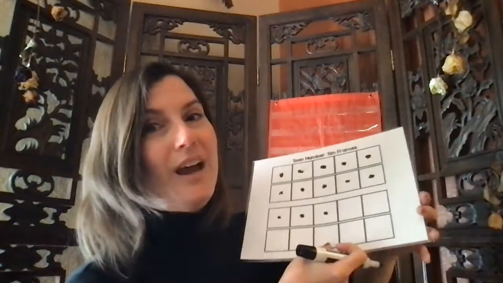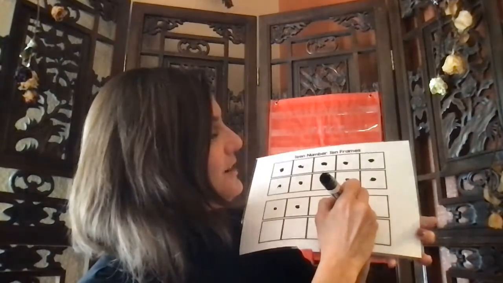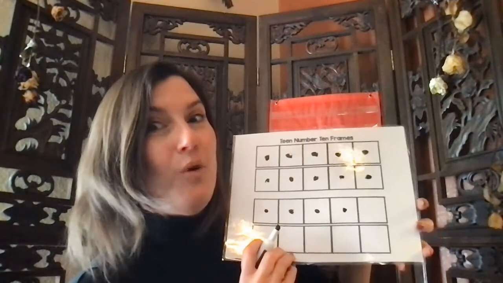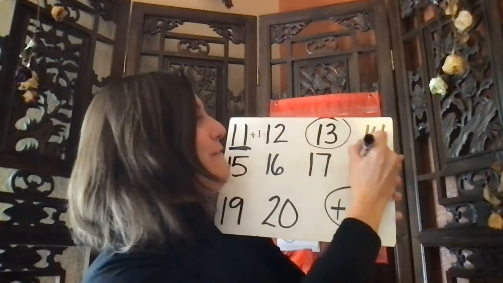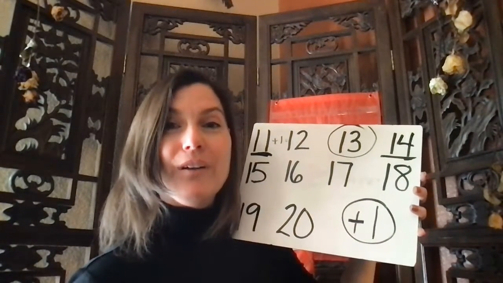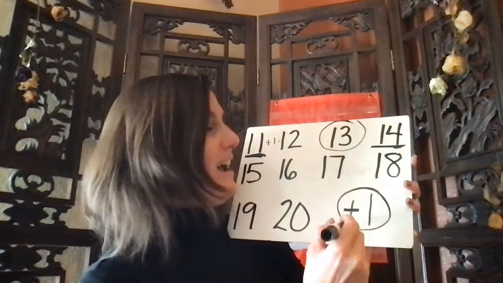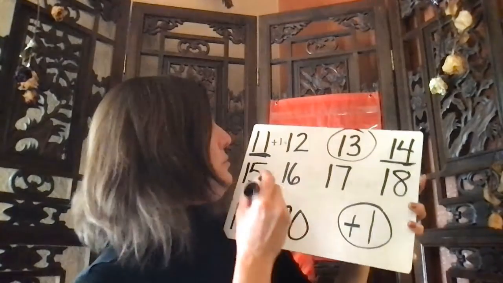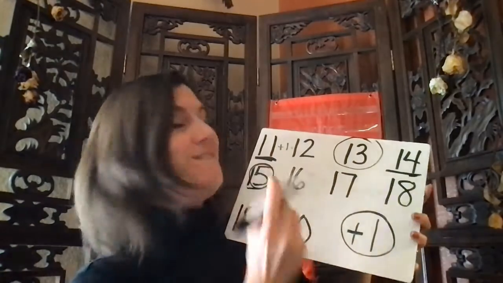Awesome. So what will we get if we add 1 more? We have 13. How many do we have if we add one more? Yes, exactly. Now we have 14. 14 is a 1 and a 4. And then if we add one more, we will get 15. 15 is a 1 and a 5.